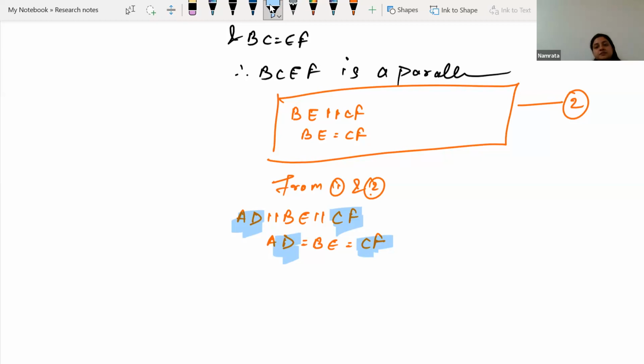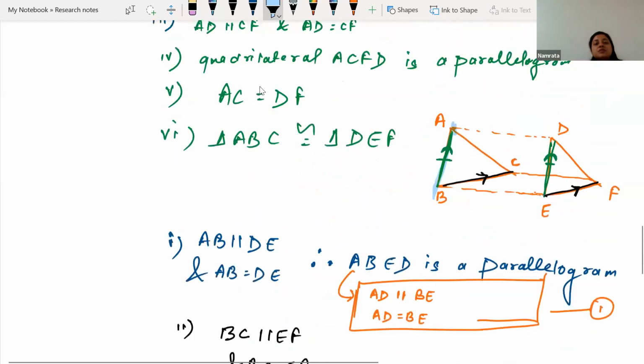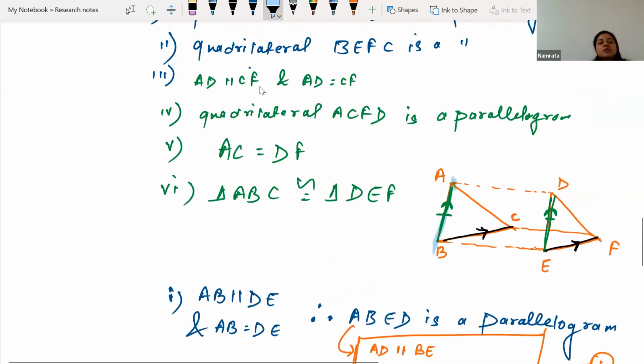Okay, let's move to the fourth part. Quadrilateral ACFD is also a parallelogram. ACFD.